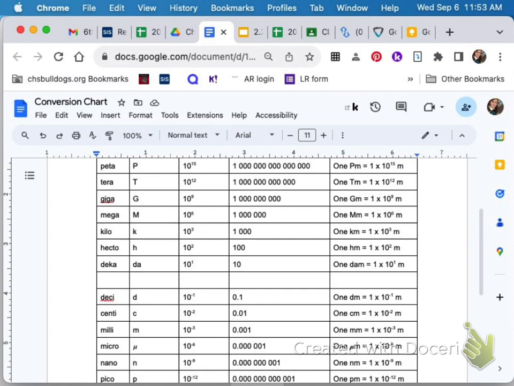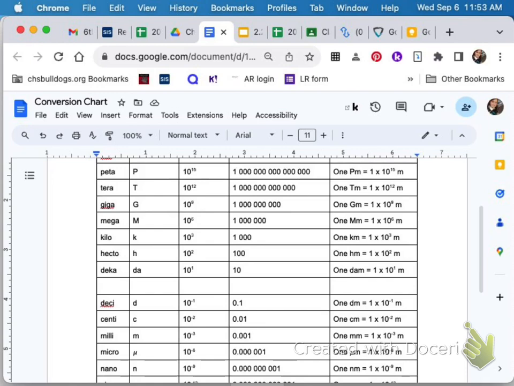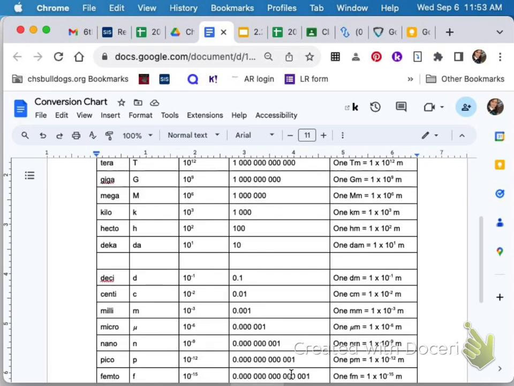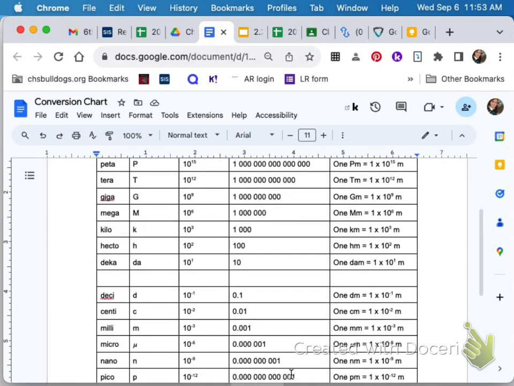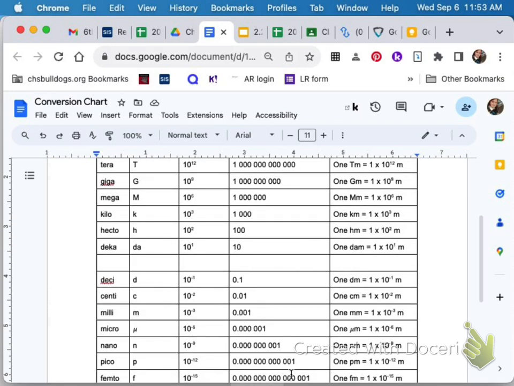Okay? So this will be provided for you. You can use this anytime. I believe last year I even allowed them to use this on the test because I don't expect you to memorize all of the prefixes. But I do expect you to know how to use them.